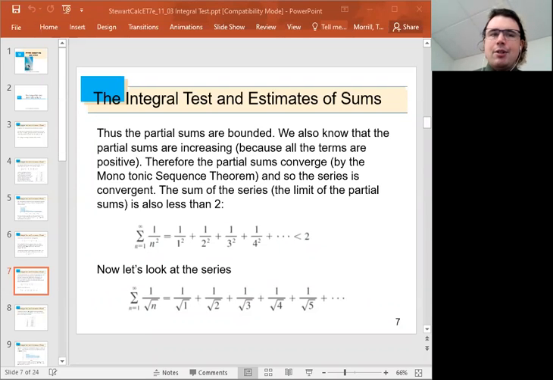Okay, so I'm looking at the series where I'm adding up 1 divided by the square root of n. My first value of n is 1, and then I just go through all of the whole numbers off to infinity. So 1 on the square root of 1, plus 1 on the square root of 2, plus 1 on the square root of 3, plus 1 on root 4, plus 1 on root 5, and so on. Does this series converge or diverge?